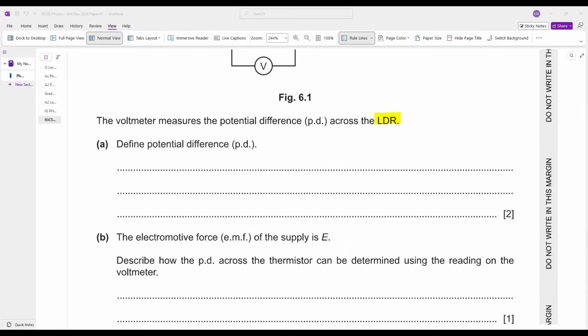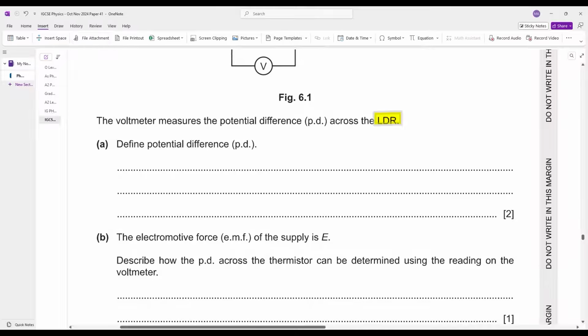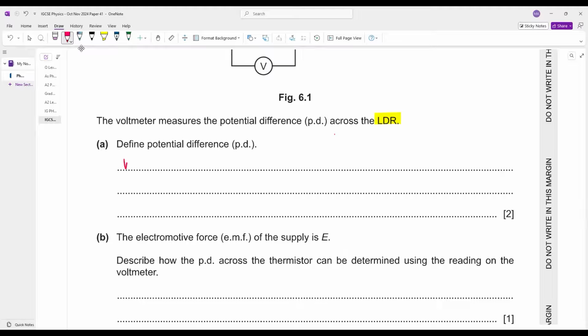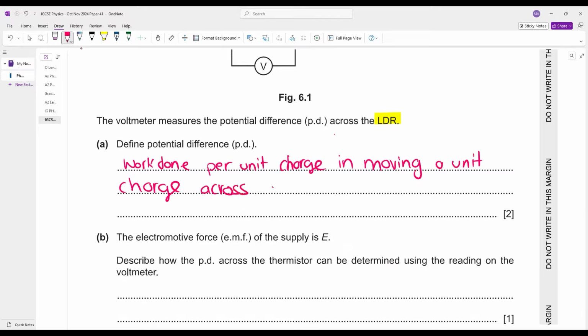Work done per unit charge in moving a unit charge across an electrical component. ठीक है, ये बात याद है. Work done per unit charge. You can write here potential difference की definition. Work done per unit charge in moving a unit charge across an electrical component. Simple.